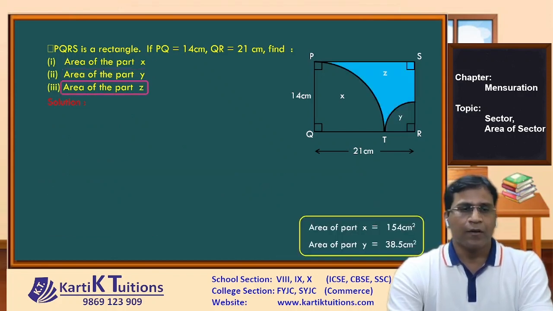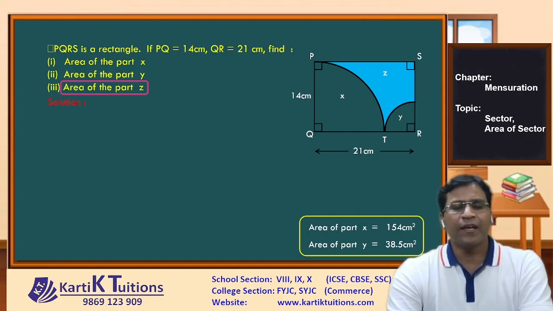Now the last part, that is the area of part Z. But this is not even a sector, so sir, how will the answer come? By common sense. Sir, are you joking? Look carefully, it is a rectangle. Now in the rectangle we have three parts, X, Y and Z. Now we can easily get the area of the rectangle.